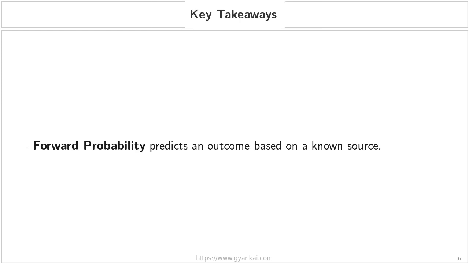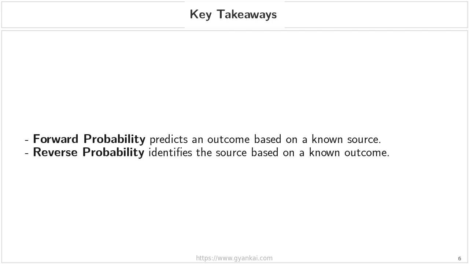Key takeaways. First, let's revisit forward probability. As we discussed in our earlier examples with the marble bags, forward probability is all about prediction. It is the process where we start with a known source or a known condition and use it to predict what the outcome will be.